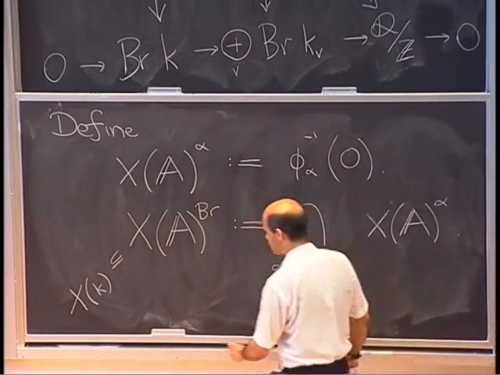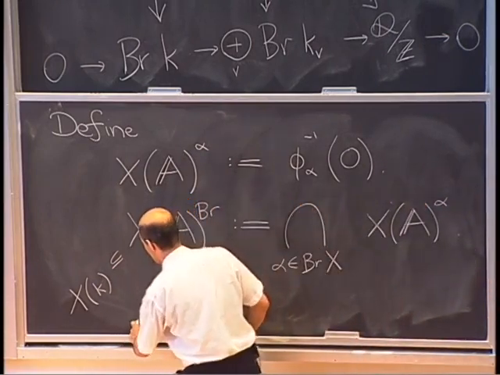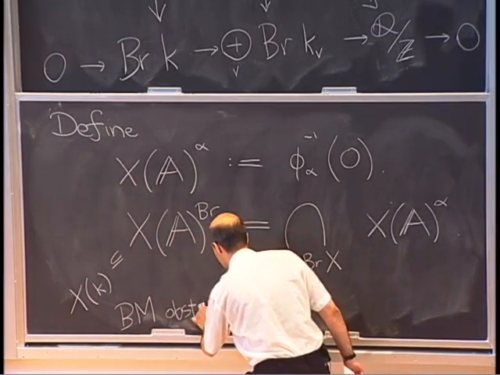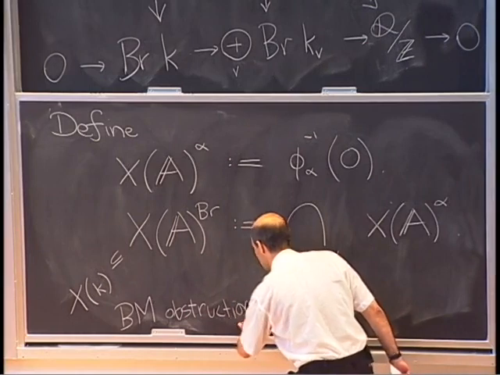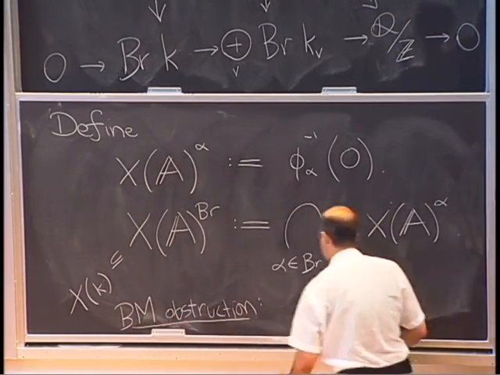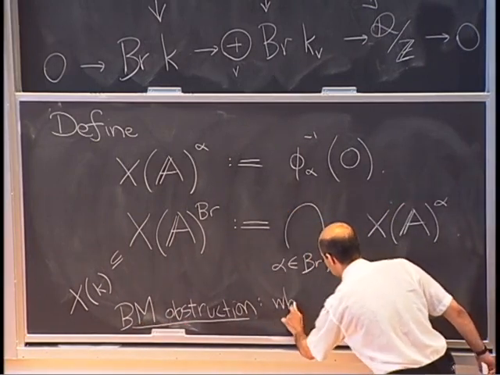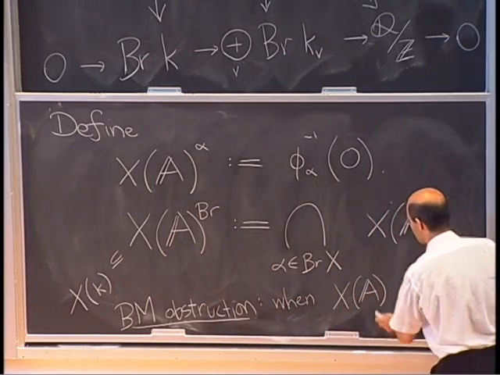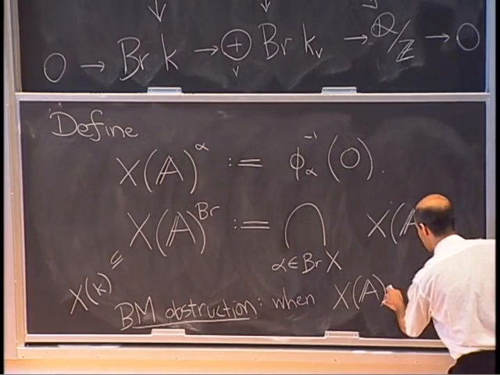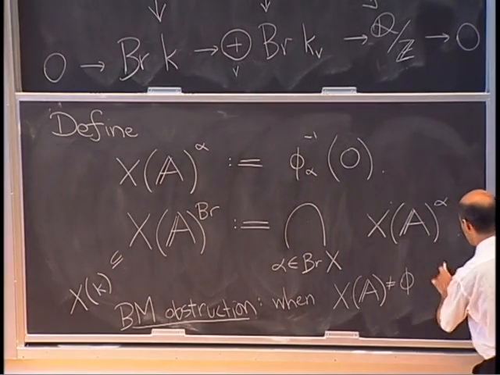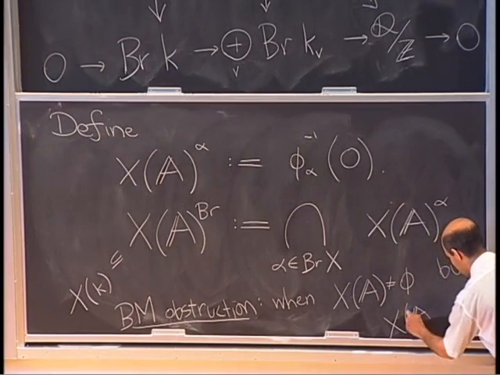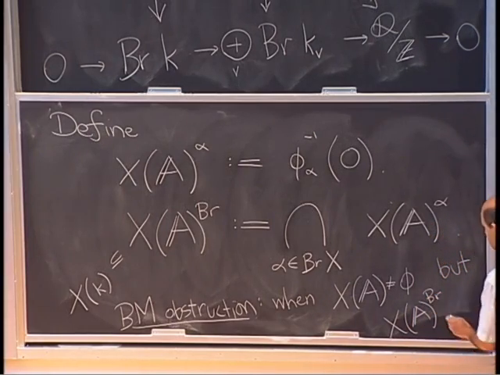So then one says that one has a Brauer-Manin obstruction to the Hasse principle. One says that there's an obstruction when there are adelic points, in other words, there is a k_v point for every v, but the Brauer set is empty. So the Brauer group forces there to be no rational points.